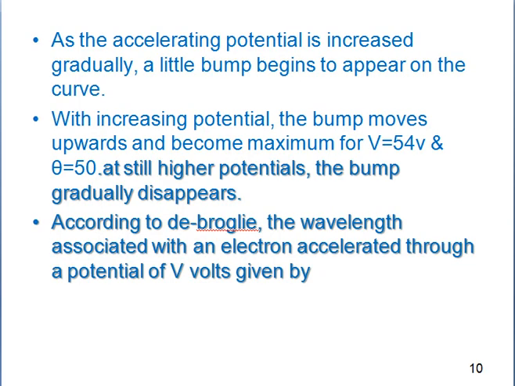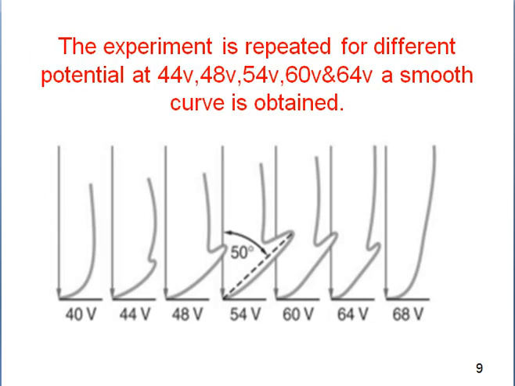It means that with increasing potential, the bump moves upward and becomes maximum for 54 volts at theta equal to 50 degrees. At still higher potentials, the bump gradually disappears. When more voltage is applied, the bump disappears and we get a smooth curve. At 54 volts we have the largest bump, and this angle theta is 50 degrees.